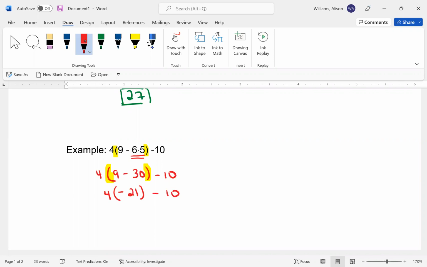So I'm going to keep it, but I could rewrite it, by the way. I could have written it as 4 times negative 21, minus 10. But see how weird that looks because it's a negative. So it actually looks better with the parenthesis. Okay, so 4 times negative 21, that's negative 84. Minus 10, that's negative 94. So exciting. Okay, let's try another one.